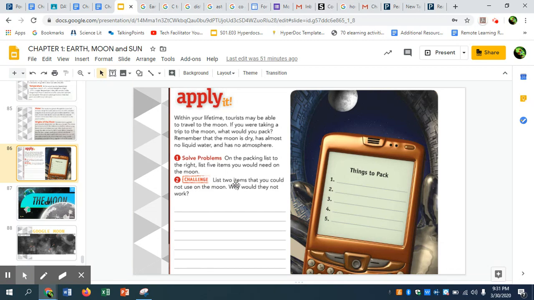So here's our challenge. List 2 items that you could not use on the moon, and why would they not work? So let's think. If you go to the moon, what will we not be able to use? So anyone ever been camping? When you go camping, we have marshmallows, and what do we do with them? You roast them. Can you make a fire on the moon? And the answer is no, because fire needs oxygen to burn. Once the oxygen's all gone, fire will go out. So we definitely can't have any campfires on the moon, sorry.